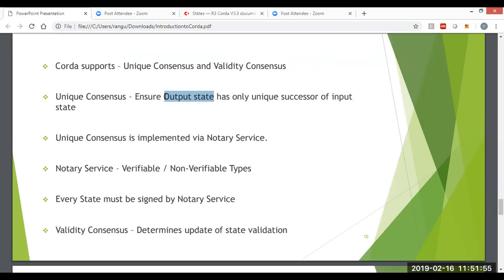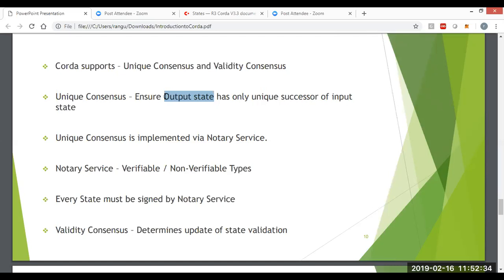The way Corda implements unique consensus is with the notary service. The notary service takes care of all your transactions, and it makes sure that once you consume a state, it is not given to any other node or any other state at the same point of time. If I consume it, it will be consumed only by me, and no node will consume it in parallel with me. This is called the double spending problem, and it is achieved via unique consensus through the notary service in Corda.